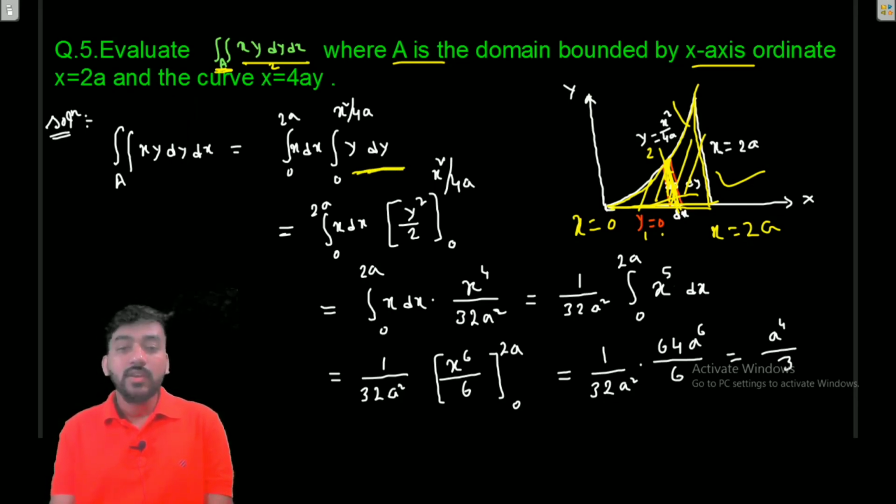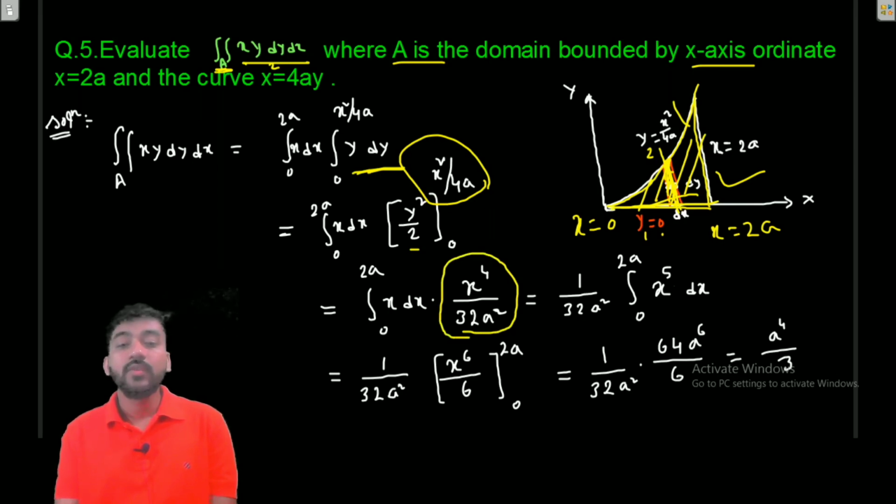So y dy is y square by 2. Now if you put this limit, it will be x to the power 4 by 32a square, because if you put y square here, it will be x to the power 4, and 4a squared will be 16a square divided by 2, that will be 32a square, x to the power 4 by 32a square, and this x dx was already there. So now it will be x into x to the power 4 will be x to the power 5, and this will be 1 by 32a square, and the integration of x to the power 5 dx is nothing but x to the power 6 by 6 from 0 to 2a, and this is the constant 1 by 32a square.